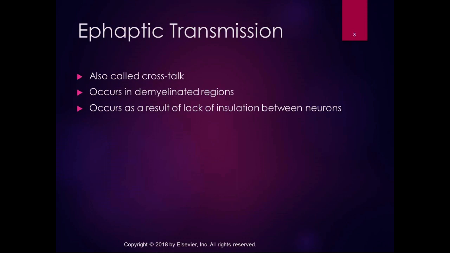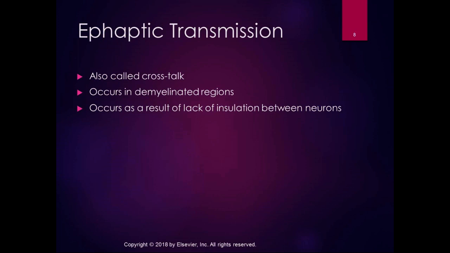Ephaptic transmission is also called crosstalk. It's basically like a crossed connection where nerves are getting stimulated where they wouldn't normally be. Again, it occurs in demyelinated regions from injury, and probably occurs as a result of lack of insulation between the neurons. So one neuron gets stimulated and it can actually stimulate the one next to it because of that lack of insulation.